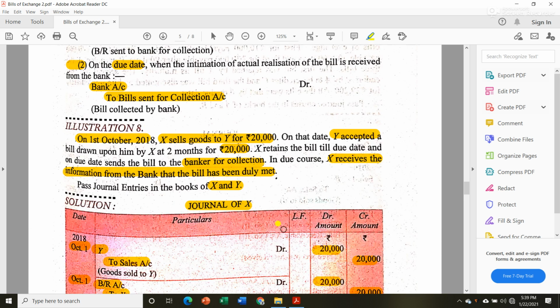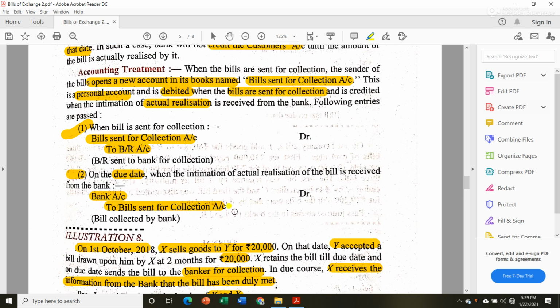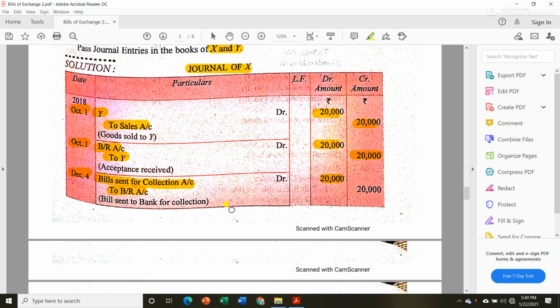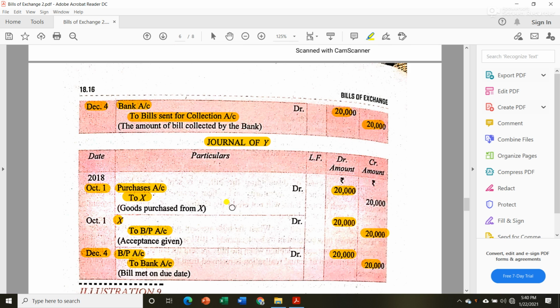Okay, the only thing that you have to keep in mind is that you have to pass one extra journal entry in the book of the drawer. Okay, that is this journal entry, bills sent for collection account debit to bill receivable, and on the receipt of money on due date, bank account will be debited as usual, and instead of crediting bill receivable account, bills sent for collection account will be credited. Okay, and for the payee, that is Mr. Y, all the transactions will be normal as we saw in the first use of bill.